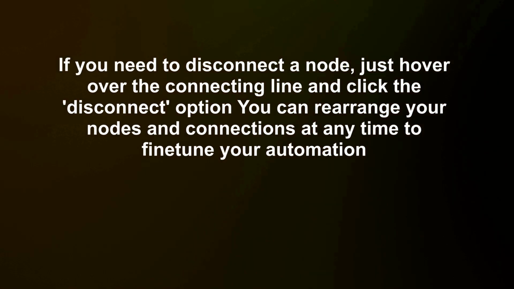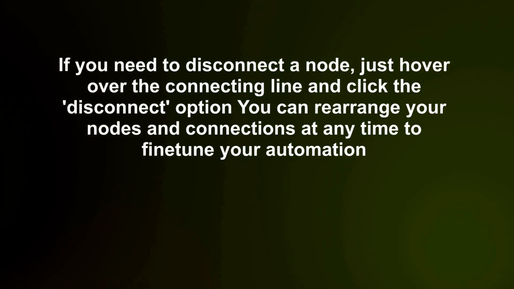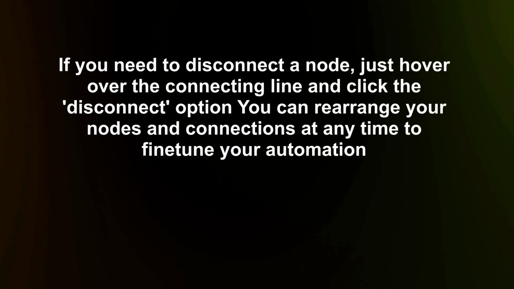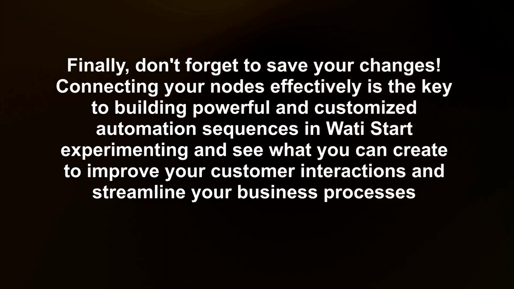If you need to disconnect a node, just hover over the connecting line and click the disconnect option. You can rearrange your nodes and connections at any time to fine-tune your automation. Finally, don't forget to save your changes.